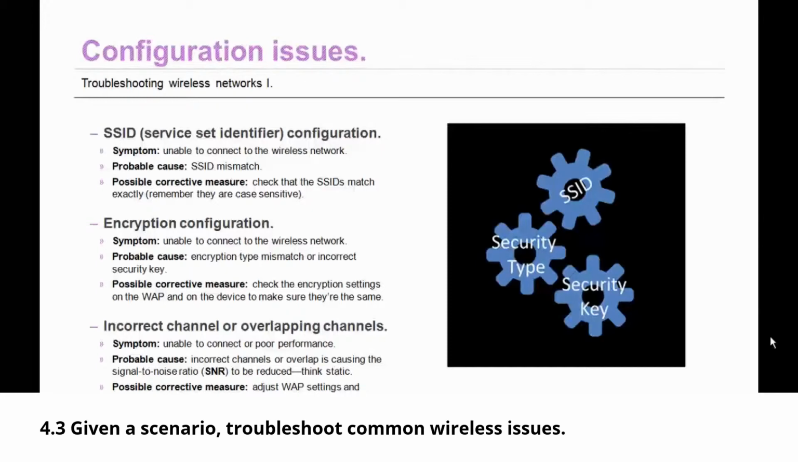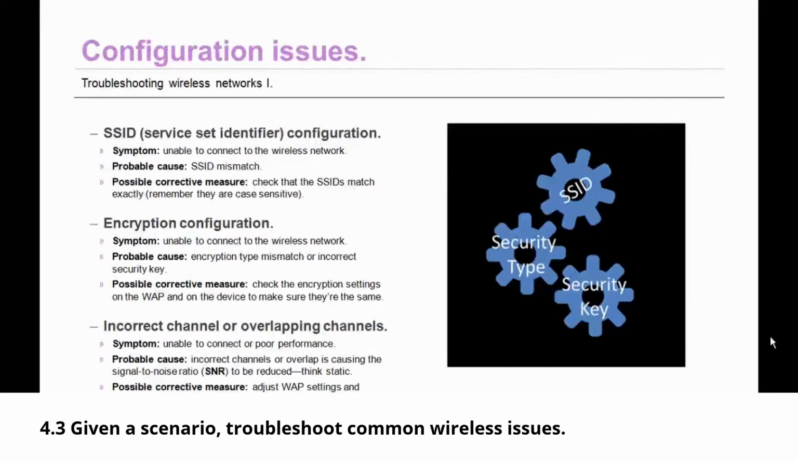First up is the Service Set Identifier configuration, or the SSID configuration. When this is an issue, the major symptom is that the user is unable to connect to the wireless network, and the probable cause is an SSID mismatch. The corrective measure is to check that the SSIDs match exactly. Remember, they are case sensitive.